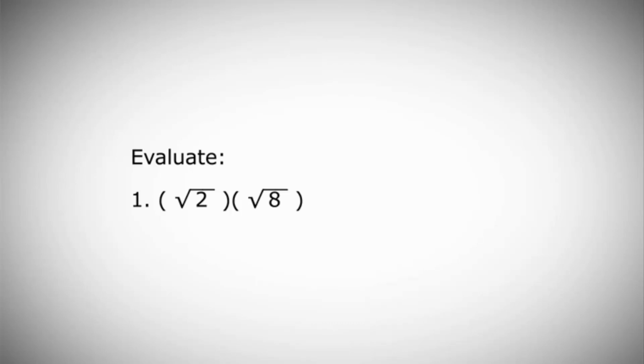Our first bullet point told us that the square root of 8 times the square root of 2 could be changed to the square root of its product, or the square root of 16. The square root of 16 is a perfect square, which we can evaluate to equal 4.